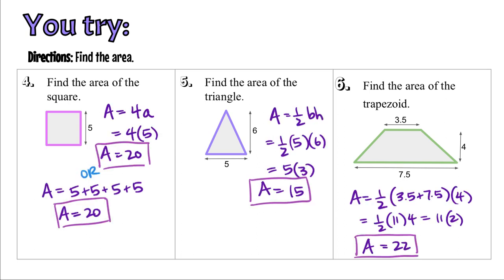All right, hopefully you paused the video and you were able to find the area in number 4 was 20, the area of the triangle in number 5 was 15, and the area of the trapezoid in number 6 was 22. I hope this video was helpful to you in finding perimeter and area of different polygons.